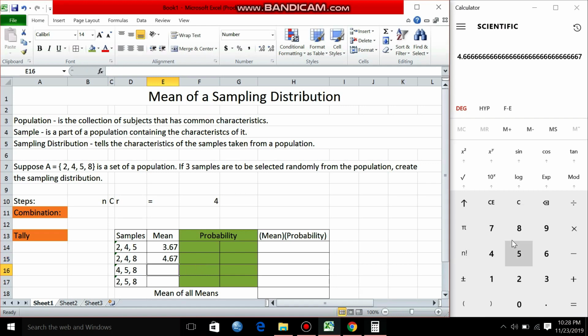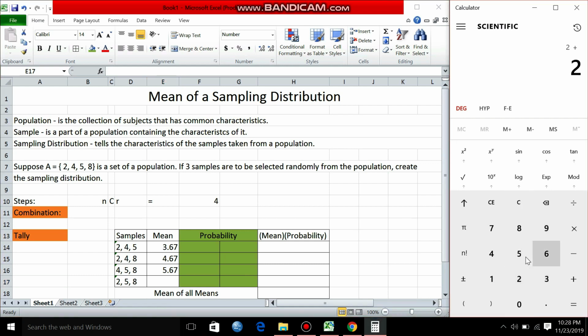Then 4 plus 5 plus 8 is 17, divided by 3 is 5.67. Then lastly, we have 2 plus 5 plus 8 equals 15, divided by 3 is 5. Next, since these combinations have the same probability of being chosen, we will write 1 out of 4 in every row: 1 over 4, 1 over 4, 1 over 4.